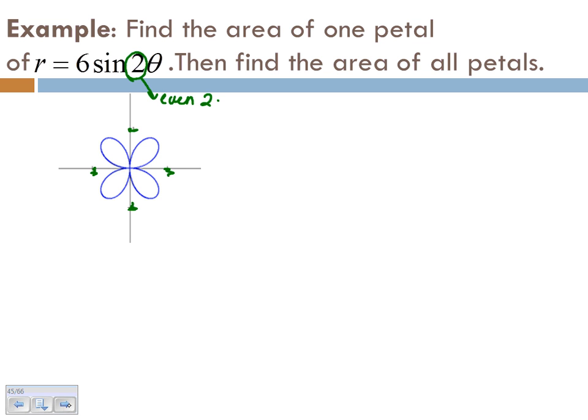If this is an even number, then you have 2 times whatever that number is petals. You double that number. If it's an odd number, then you have just the odd number of petals. Okay, so I know I'm going to have 4 petals. What are the lengths of the petals going to be?